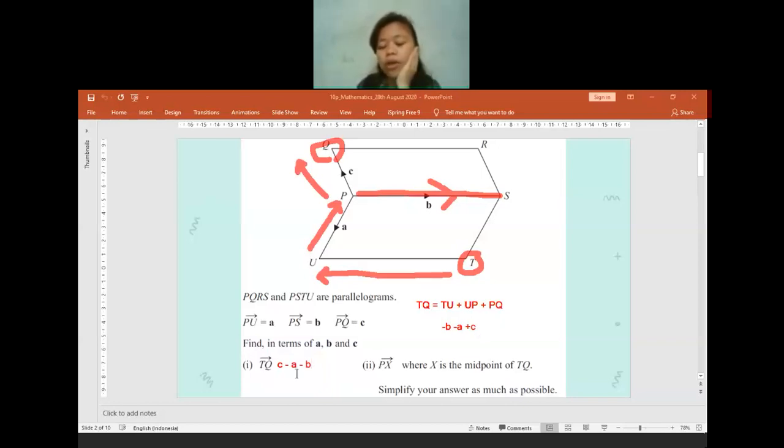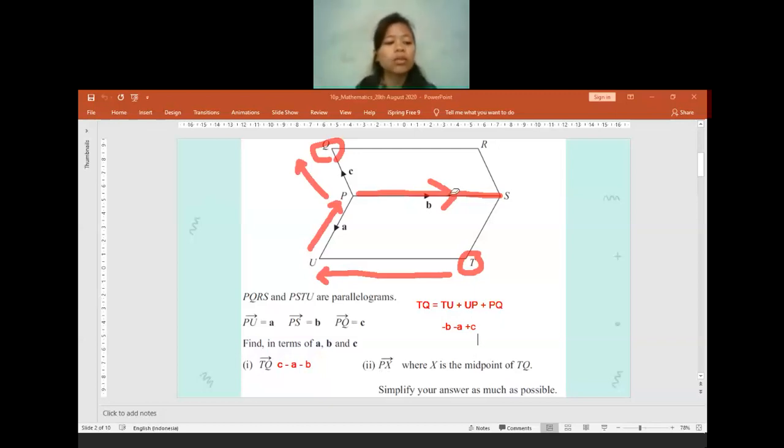Is there anyone who is confused or maybe still does not understand? No? For sure, no confusion? Okay. If no confusion, let us continue. We have to find the vector PX, where the X is the midpoint of TQ.